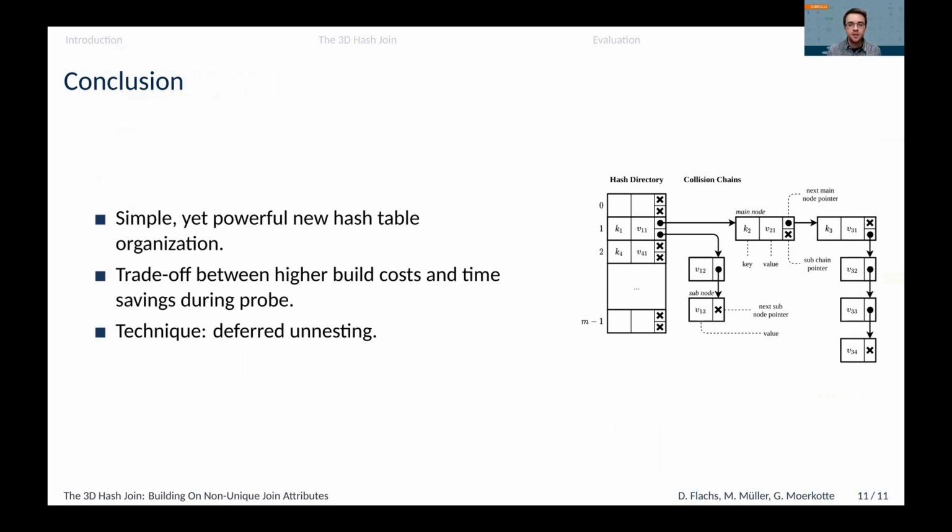As an additional technique, we introduced deferred unnesting. The 3D hash join produces nested tuples that need to be unnested to get the final result. This unnesting step does not have to happen immediately after the respective join, but can be delayed until attributes from the nested part of a tuple are required by another algebraic operator.